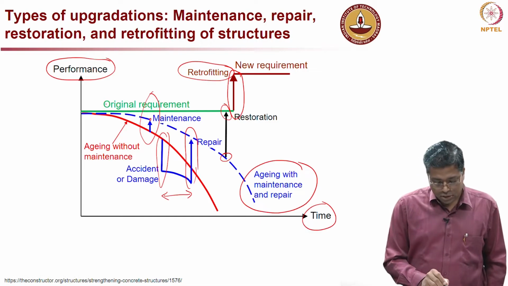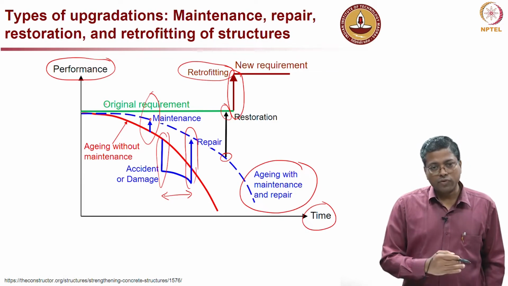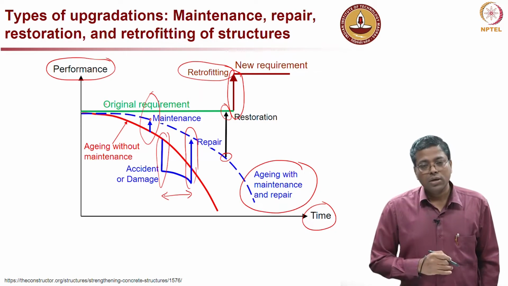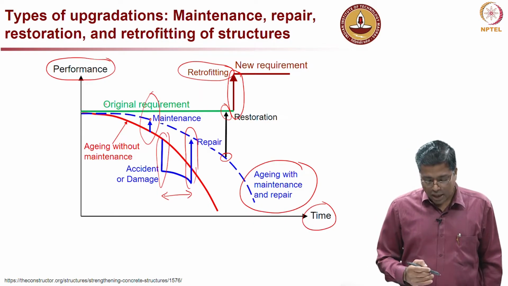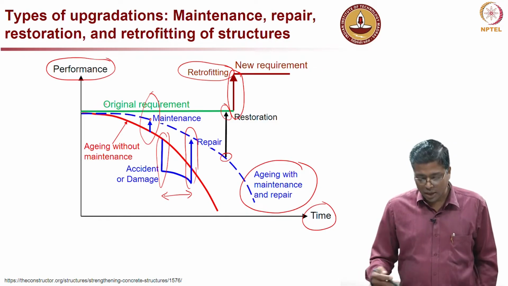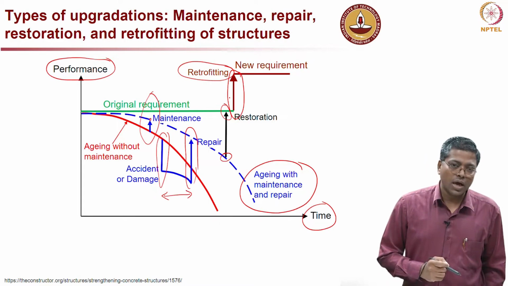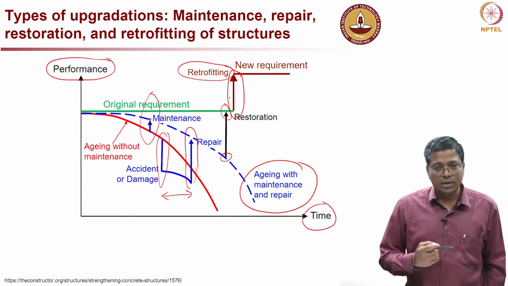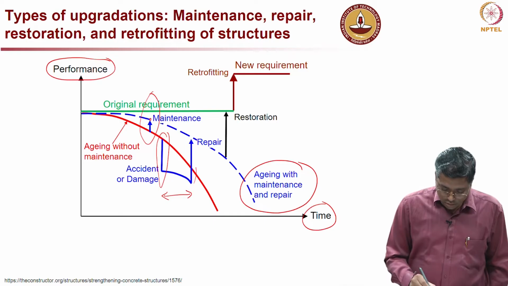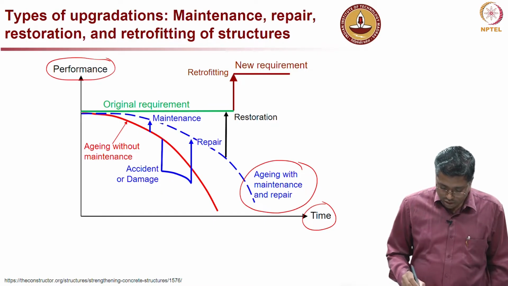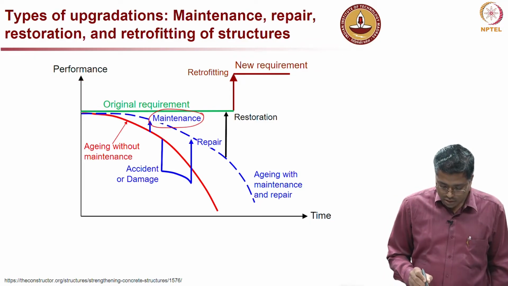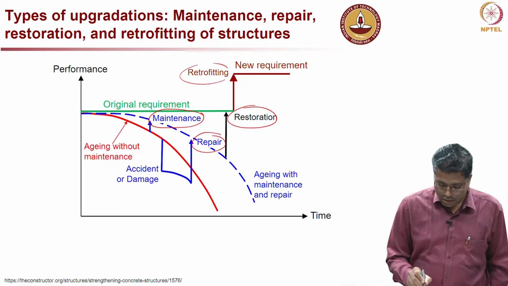So, basically you start with the original requirement. If you perform some maintenance and some repair, and then restoration, you reach the original level again. And then if there are code changes or functionality changes or load conditions are increasing, then you go for a new requirement which is higher than the original requirement, and in such a case we call it retrofitting. So, I think just these four words are very important to know, and how different they are is very important. We are talking about maintenance, repair, restoration and retrofitting.